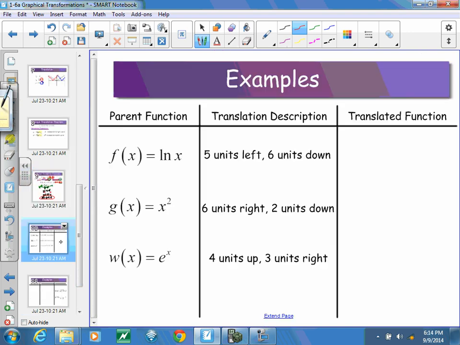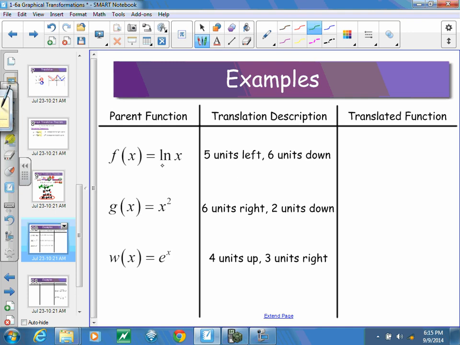Just a few more examples to look at here. I have some different functions. I've got the natural log function, I've got, again, the quadratic function, and then I have e to the power of x, which is an exponential function. Just to give you an idea here, let's say we want to do a few different translations.